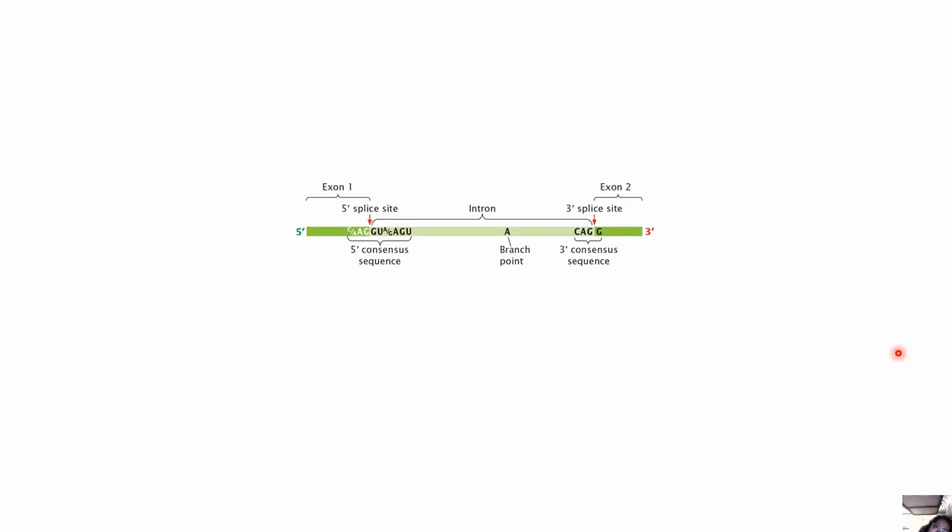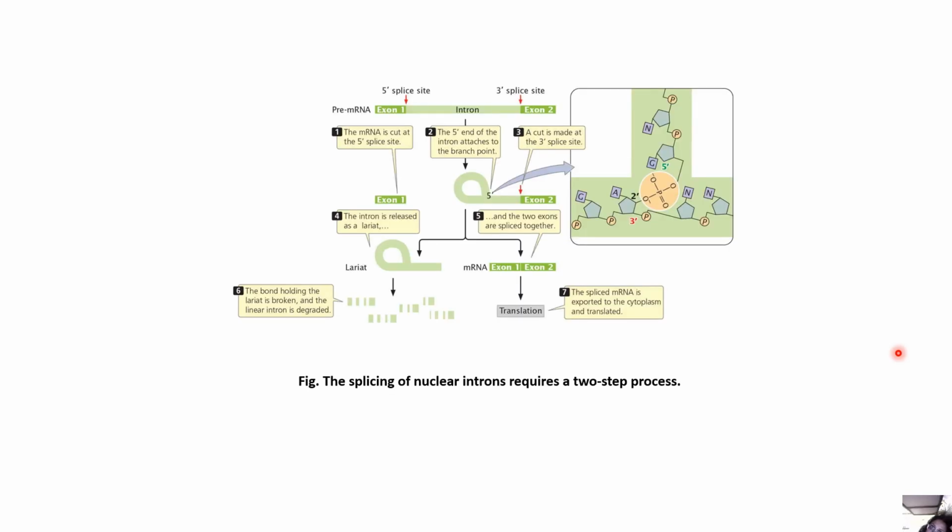If you see, it's the 5' splice site and the 3' splice site. You can see the 5' consensus sequence, the 3' consensus sequence, and A is the branch point. Splicing of nuclear introns requires a two-step process. The mRNA is cut at the 5' splice site. The 5' end of the intron attaches to the branch point. A cut is made at the 3' splice site. The intron is released as a lariat and the two exons are spliced together. The bond holding the lariat is broken and the linear intron is degraded. Spliced mRNA is exported to the cytoplasm and translated.